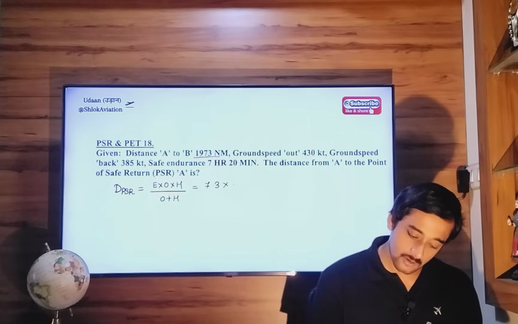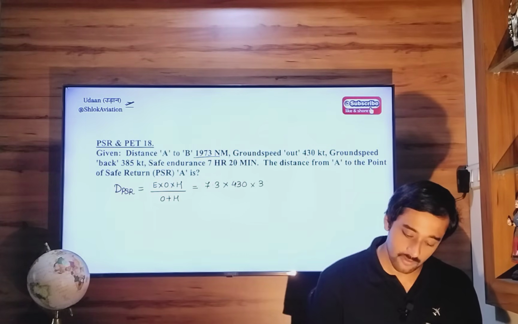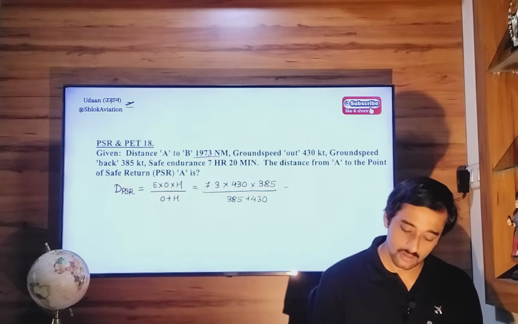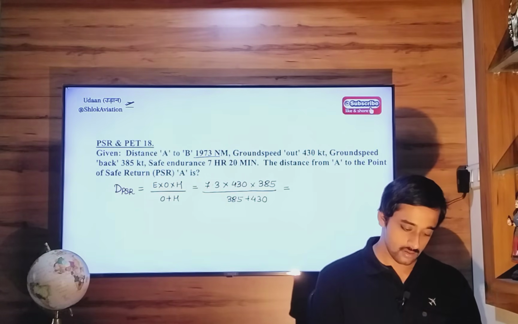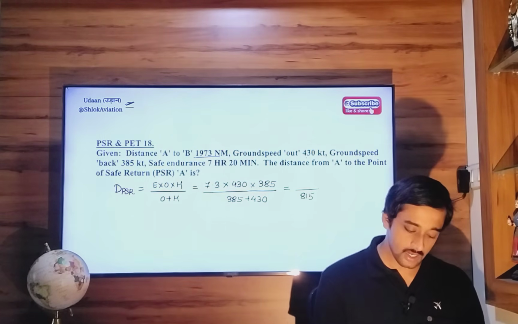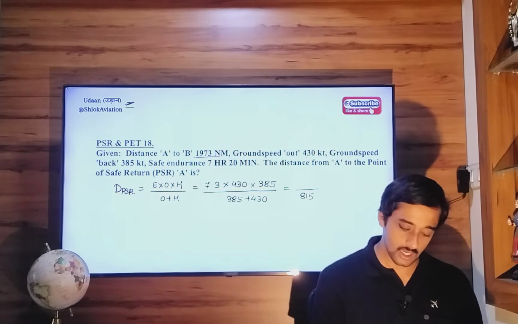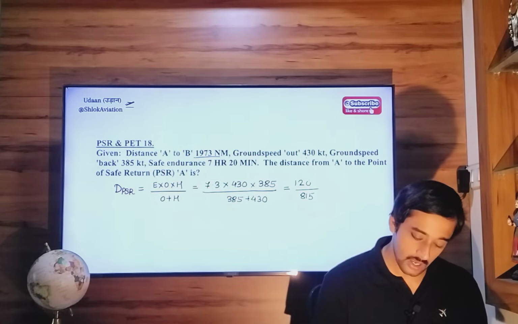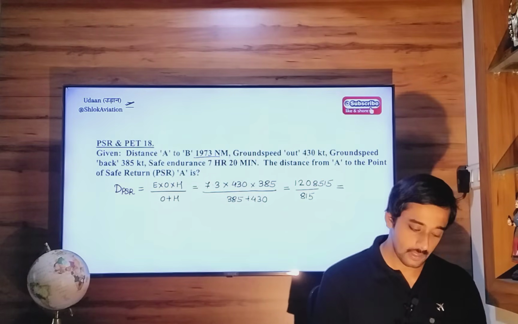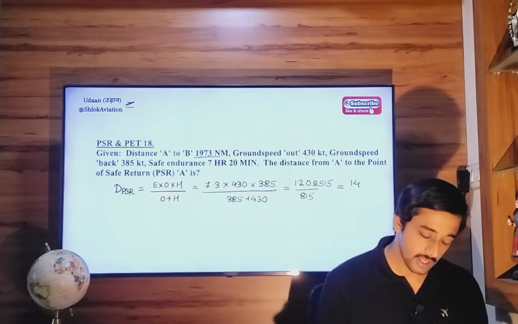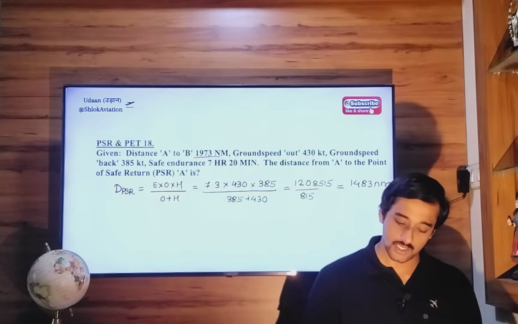So 7.3. Outbound speed 430, homebound speed 385, divided by 385 plus 430, which is 815. In the numerator, we have 7.3 into 430 into 385, which is 1208515, divided by 815. That gives 1483 nautical miles.